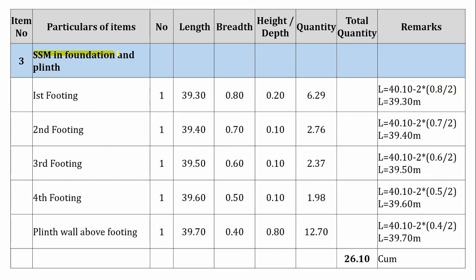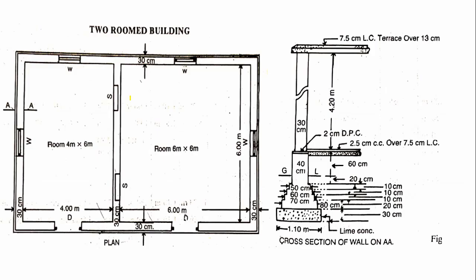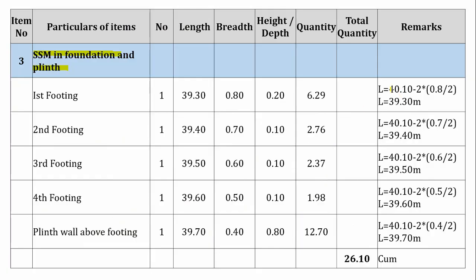Size stone masonry in foundation and plinth. So we will calculate the first step now. Again same formula we will have. So this is first footing, that is number 1. Again same formula, L is equal to center length, that is 40.1 minus n into b divided by 2. This is fixed, this is fixed. Only variable is width of the item.